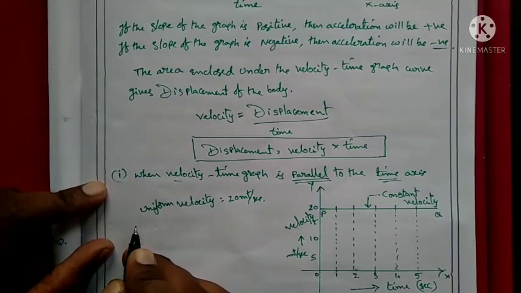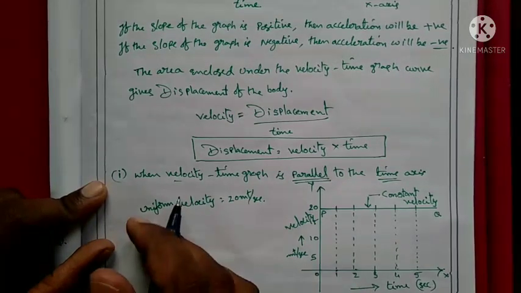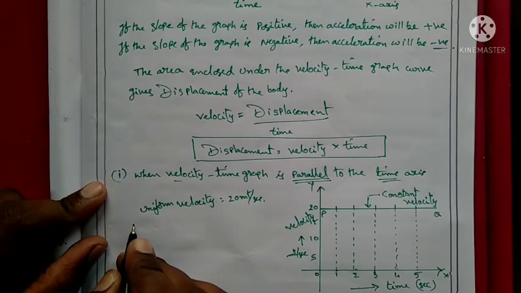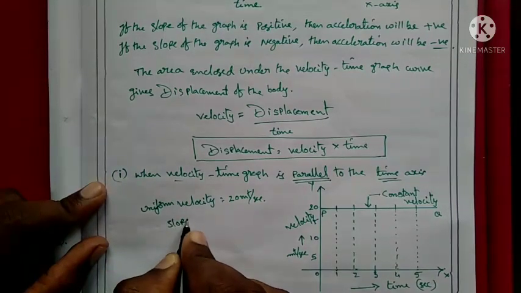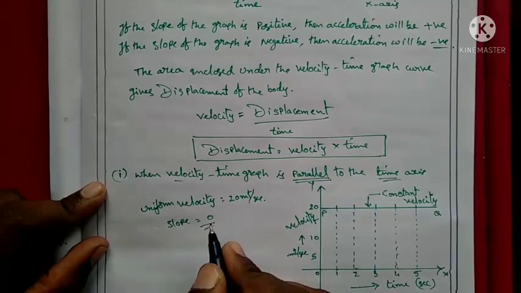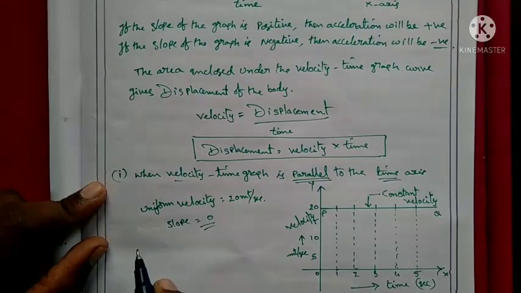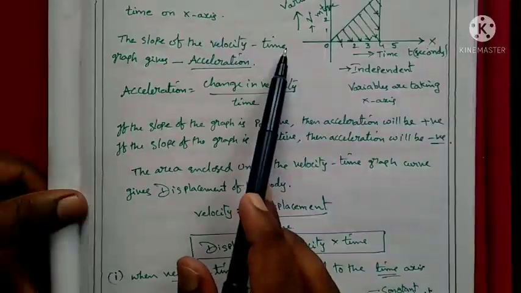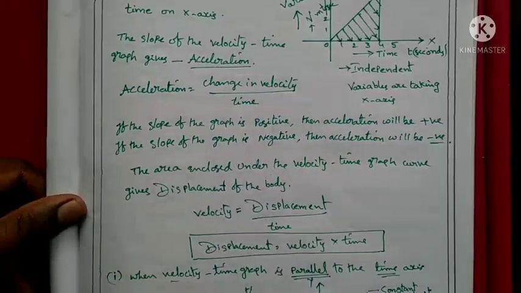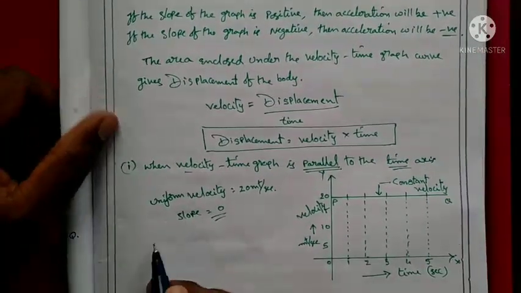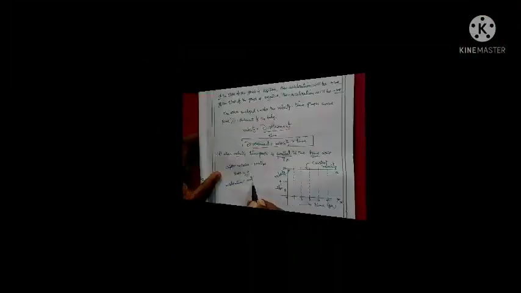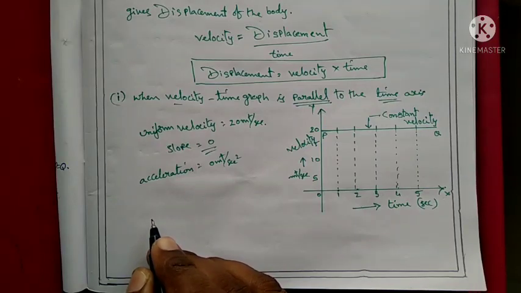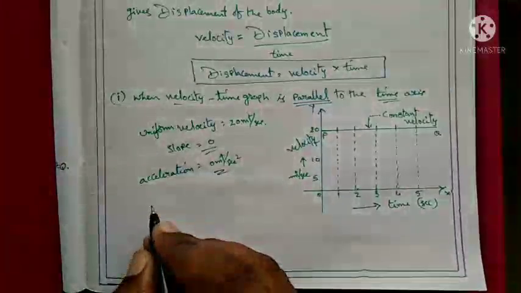The most important thing from this graph: the graph is a straight line, therefore its slope is 0. That means acceleration. You know what the meaning is? The slope of the velocity versus time graph gives acceleration. So from this graph, the slope is acceleration, in meter per second square. To calculate, the acceleration is 0 meter per second square.